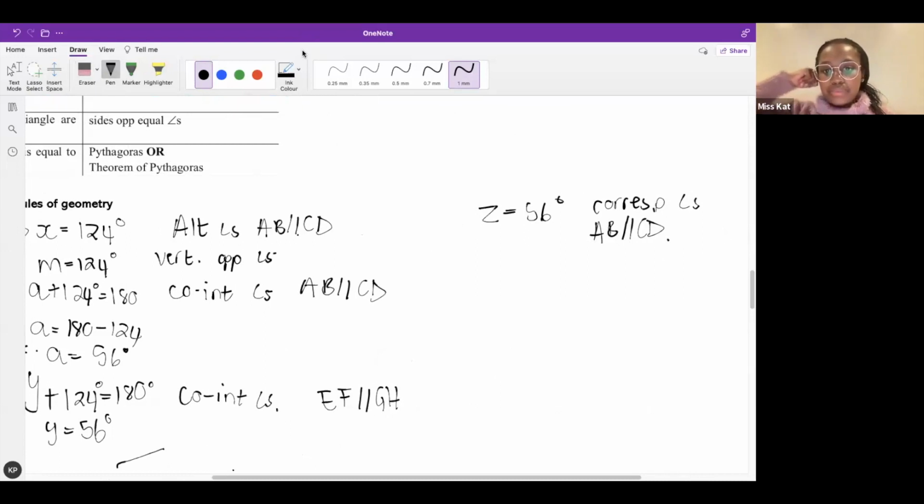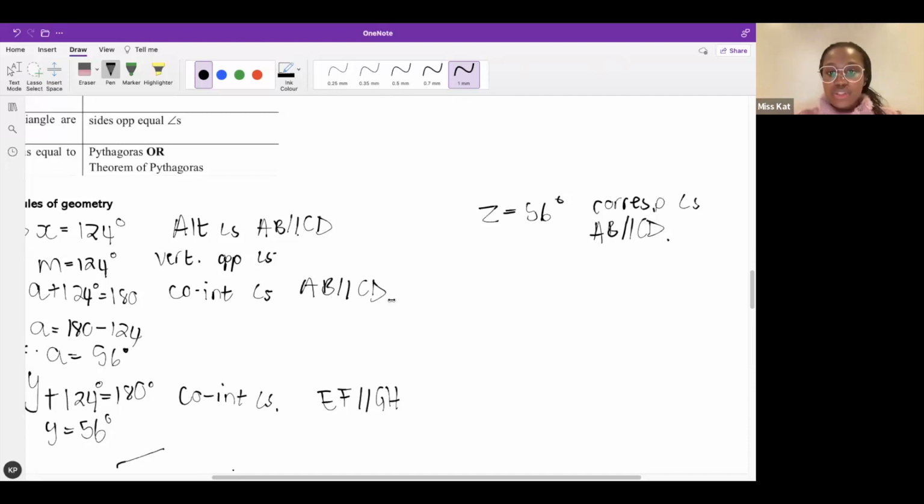Okay. Thumbs up, thumbs down about all of corresponding, alternate, co-interior angles. How are we feeling? Oh, sinuses are having me. Shanika.